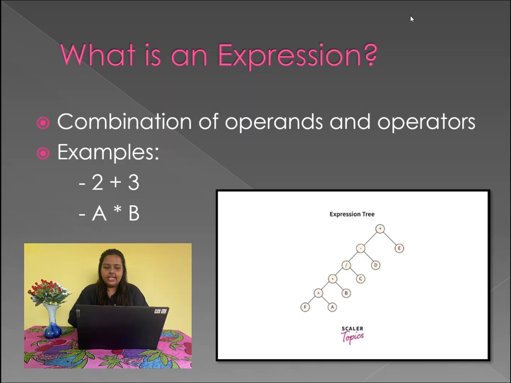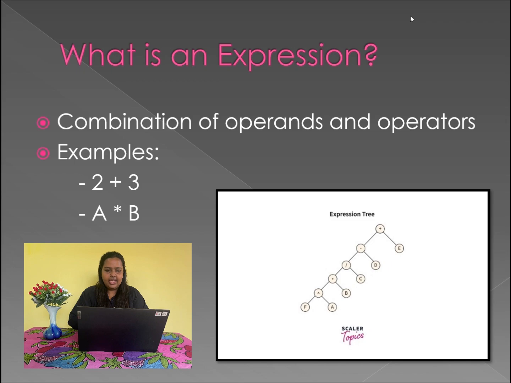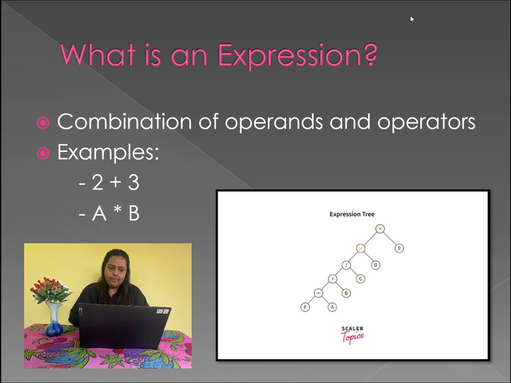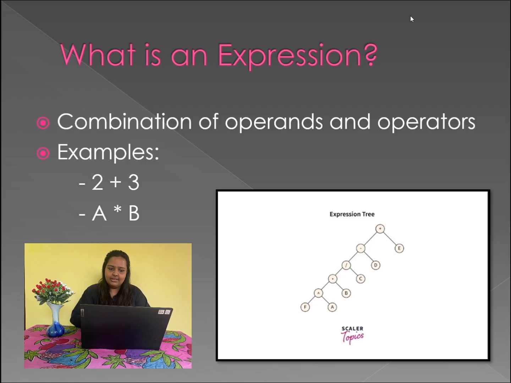Before we talk about expression trees, we must clearly understand what an expression is. In simple terms, an expression is something that gives us a result. It is formed using operands and operators. Operands are values like numbers or variables. Operators are symbols that perform actions on operands, such as plus, minus, multiply and divide. For example, in the expression 2 plus 3, the numbers 2 and 3 are operands and the plus sign is the operator.